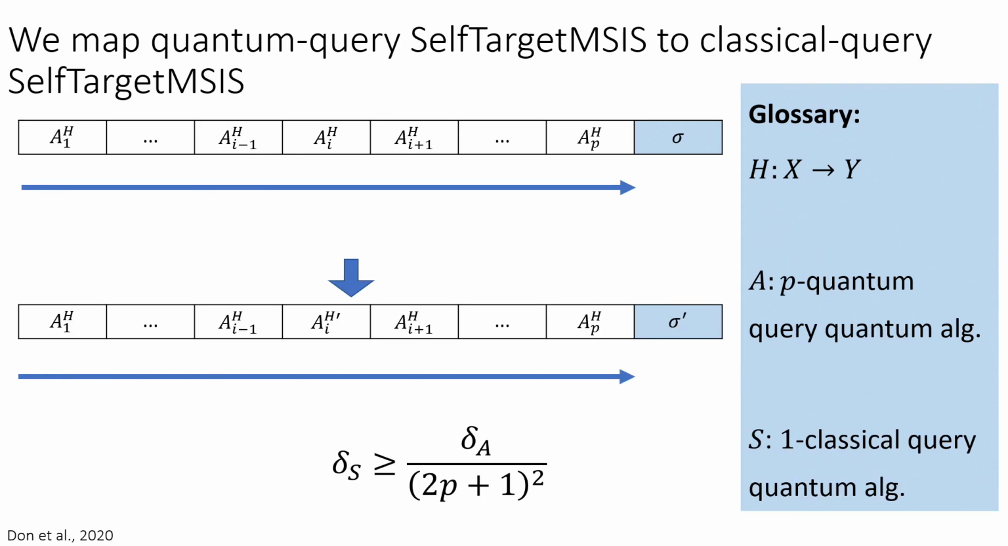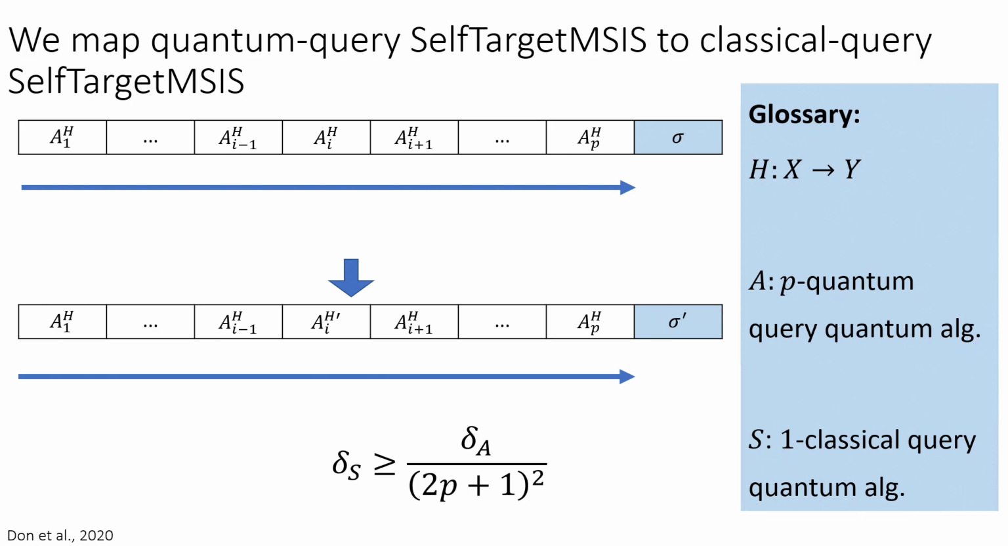And specifically, there's a result from Don et al. in 2019 as well as 2020 showing that you can use this technique to develop a quantum simulator algorithm, which we'll just call S, where it simulates the results of some P quantum query quantum algorithm, which we'll call A, with success probability delta S lower bounded by delta A over O of P squared, using only a single classical query, or a constant number, in this case, a single one.